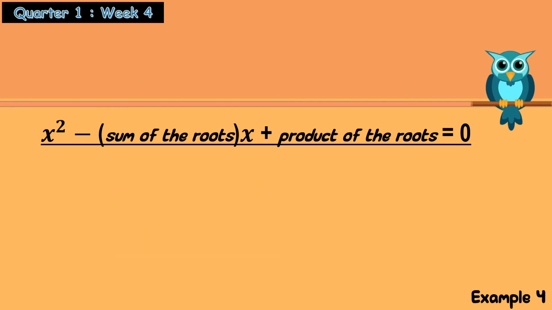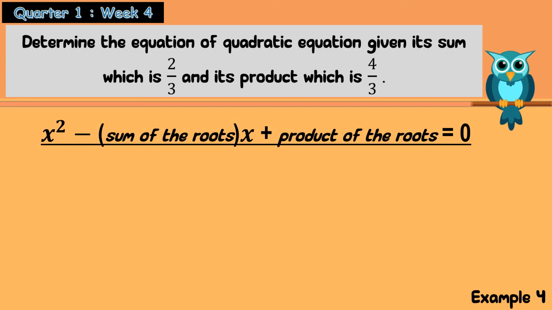Now let's have our fourth example. So we're going to determine the quadratic equation given its sum, which is 2/3, and its product, which is 4/3. So again, we're going to use this formula. So you copy here x squared minus the sum of the roots, which is 2/3 x, plus the product of the roots, which is 4/3, equal to 0.